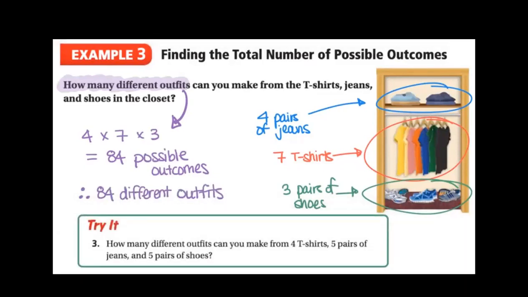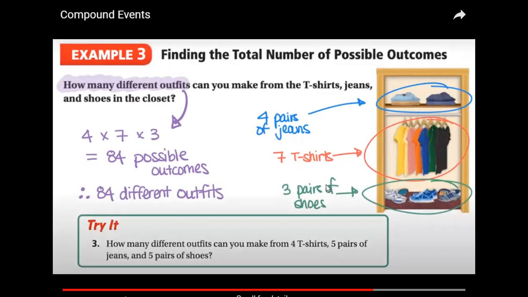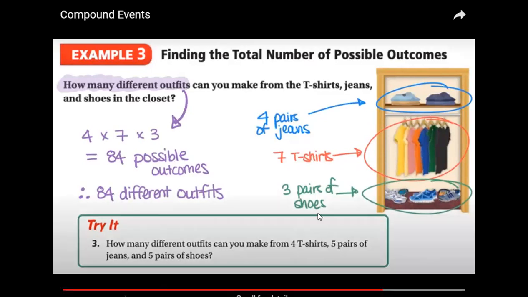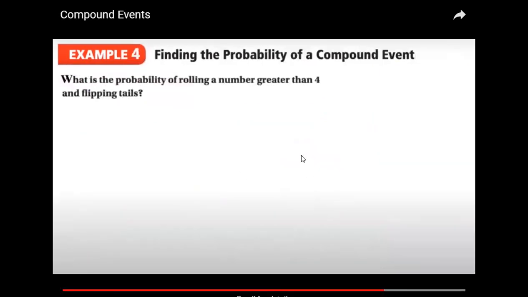Now let's take a look at our third try question. We can use the quick method to answer this question. How many different outfits can you make from 4 t-shirts, 5 pairs of jeans, and 5 pairs of shoes? So it will be your turn to answer and check if you understood this lesson or not.